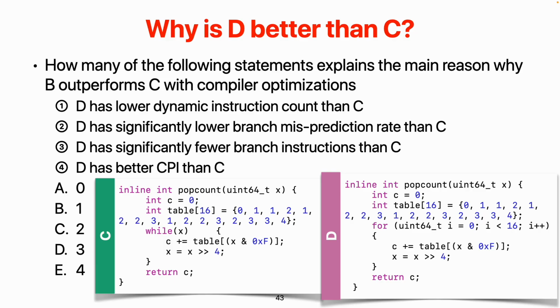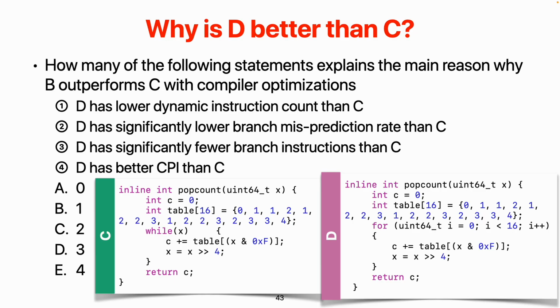Say again? Okay, so this one has a while loop, so it will terminate earlier, so it has fewer dynamic instruction count. And this one always runs 16 times, regardless of the number inside, right? So if you get a number like 1, this will terminate with just 1 iteration, but this still has to go through 16 iterations.